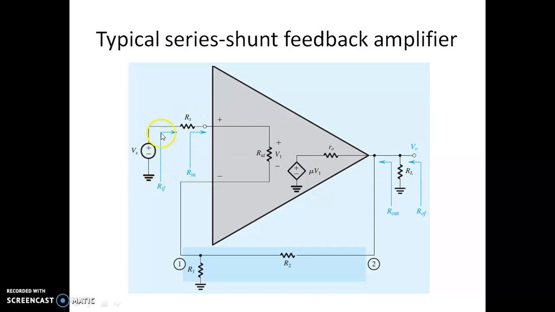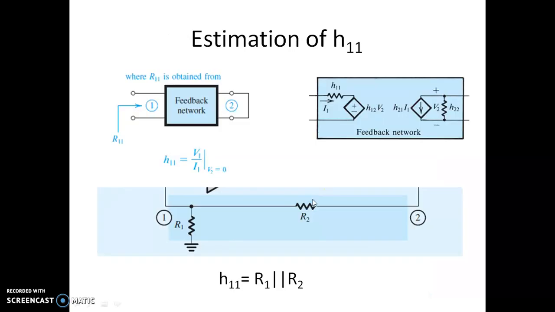Looking from here, this is the input impedance after feedback. This happens to be the input impedance considering the feedback effect. Again over here, including RL, it is the output resistance with feedback. Excluding RL, including this feedback network, it is the Rout of the amplifier after feedback.